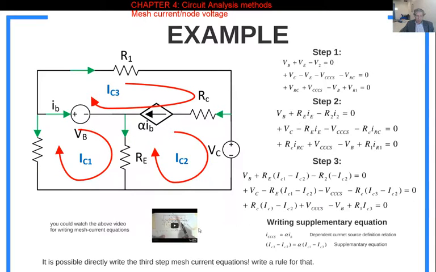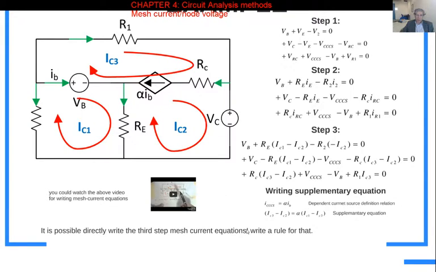In the small video, when I explained these steps, I said it only as one equation. But in here, you're going to see step by step how these are going to be done. Apart from that, one more explanation. It says here, it is possible to directly write the 3rd step mesh current equations. So although we got 3 steps here, now we are saying that if you think about it, you can directly write the step 3 equations plus the supplementary equations. So think about it and write a rule for yourself. In practice you can directly write this, but be careful, make a rule yourself, and then try to use that.